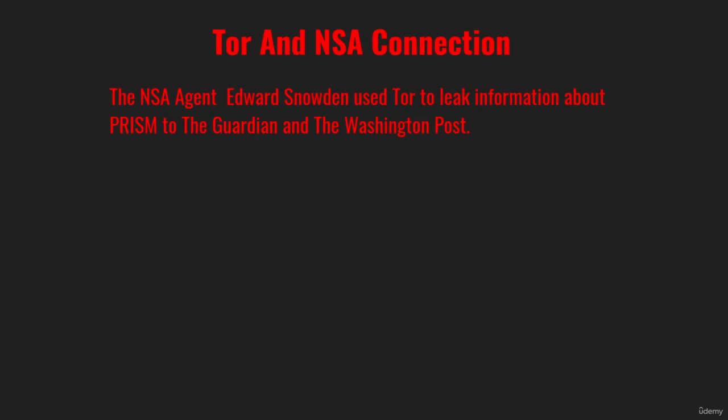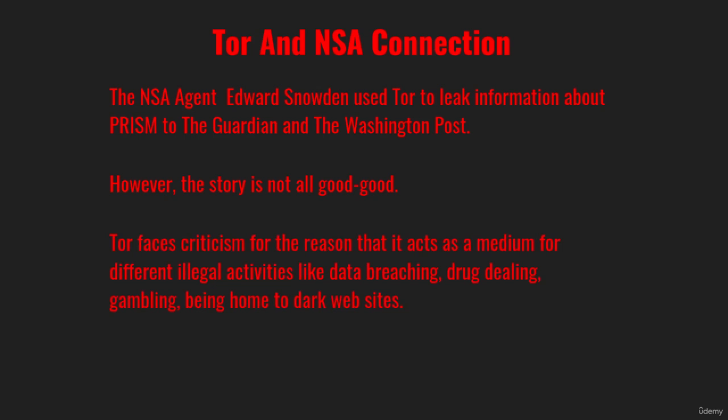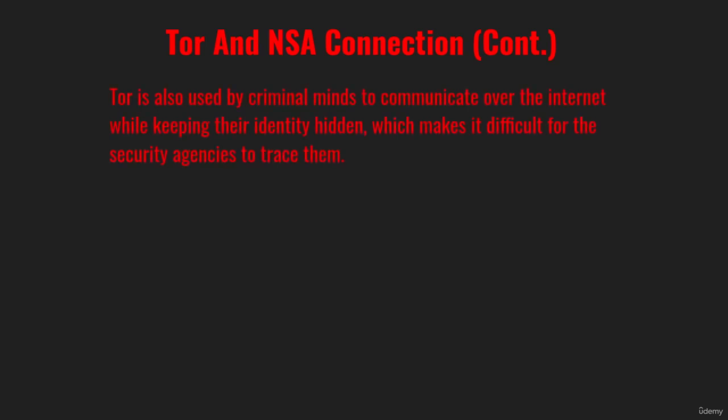Now, NSA contractor Edward Snowden used Tor to leak information about PRISM to the Guardian and the Washington Post. However, the story is not all good, because Tor faces criticism for acting as a medium for different illegal activities like data breaching, drug dealing, gambling, being home to dark websites, and so on. Tor is also used by criminal minds to communicate over the internet while keeping their identity hidden, which makes it difficult for security agencies to trace them.